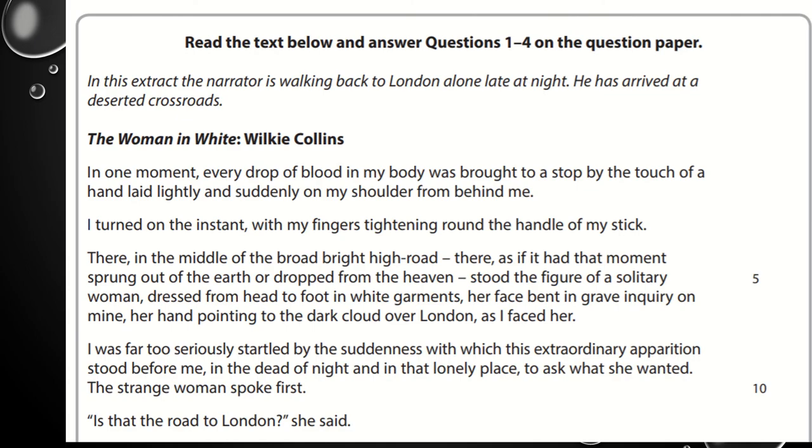The text, which I've read out in question 3's video, in the other video, is from The Woman in White, and it's by Wilkie Collins. It's basically where a guy is walking along at 1 o'clock in the morning along a road, and he walks past this hedge, and eventually someone stands out and touches him on his shoulder. She doesn't call out to him, she puts a hand on his shoulder, and he turns and she says, "Is that the road to London?" And then he basically just looks at her.